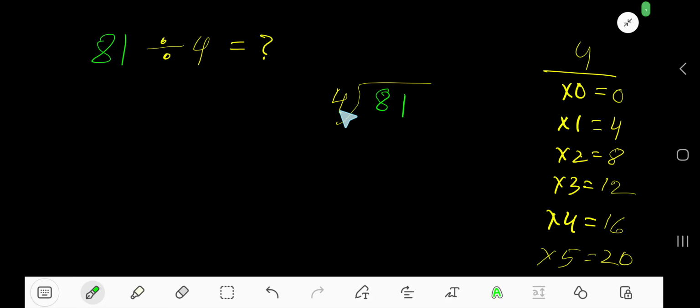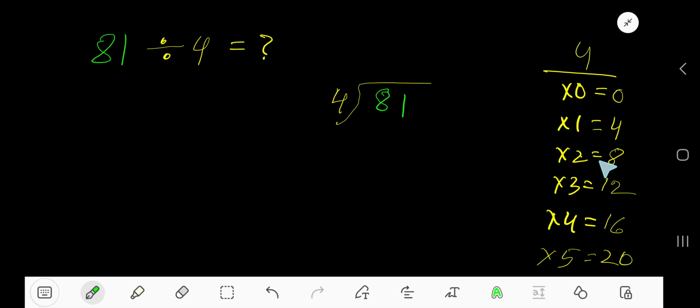1 divided by 4. Here 4 is the divisor, so we need the multiplication table of 4. 4 times 0 is 0, 4 times 1 is 4, 4 times 2 is 8, 4 times 3 is 12, 4 times 4 is 16. To find the multiplication table of 4, just add 4 to the previous step. 0 plus 4 is 4, 4 plus 4 is 8, 8 plus 4 is 12, 12 plus 4 is 16.